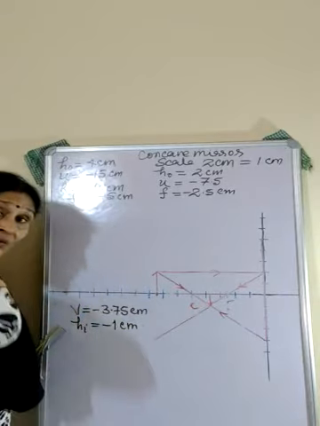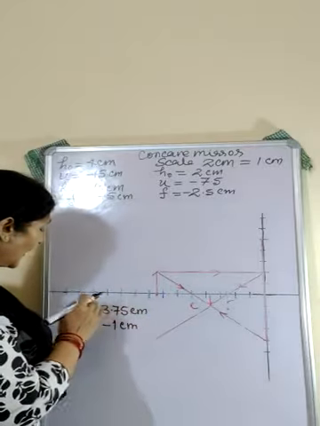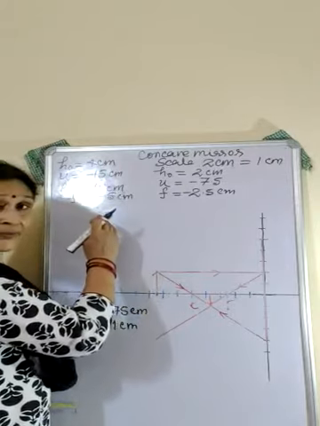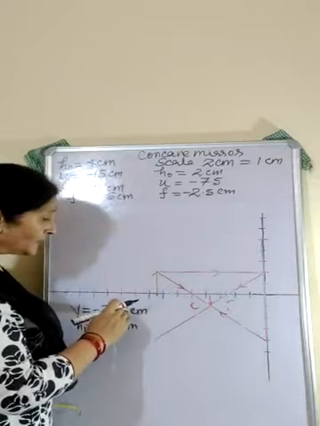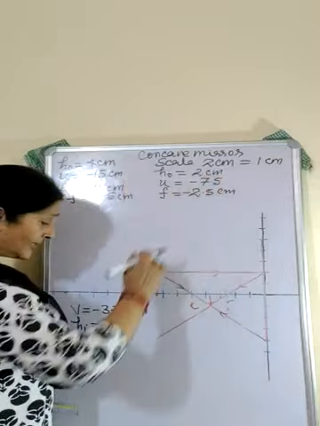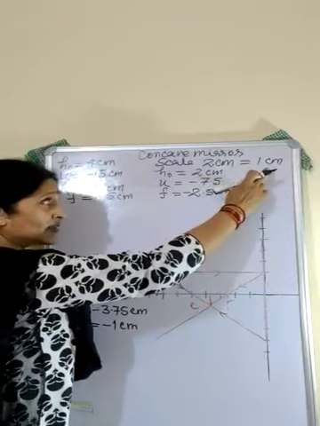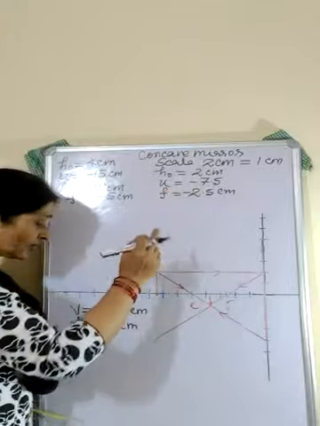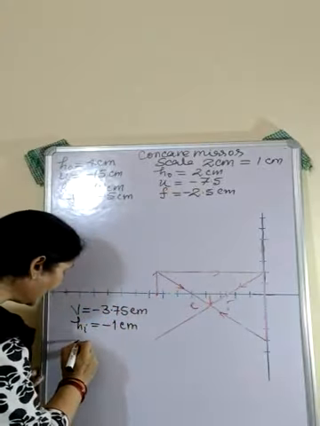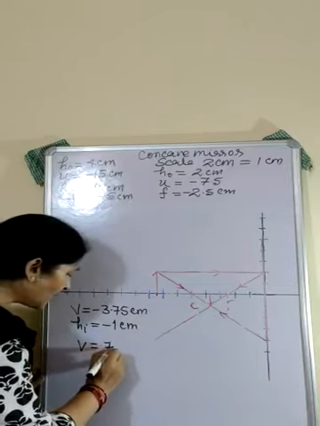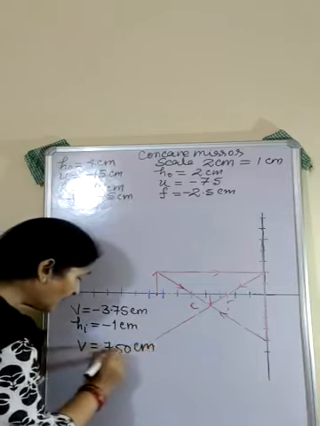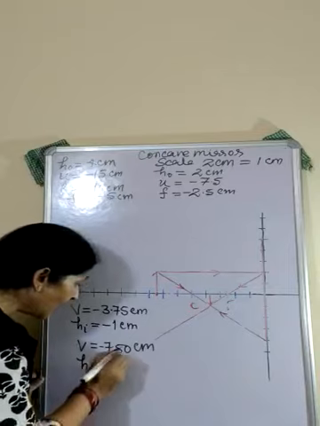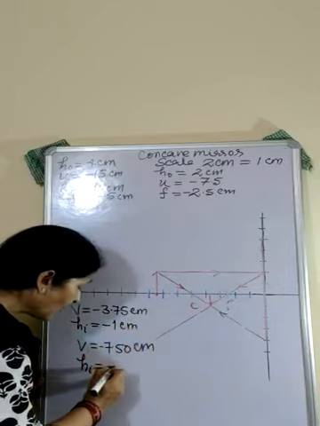Now let us see what is the value of image distance and height actually. For that we have to go back through the scale. Here 2 centimeter is equal to 1 centimeter, and that is why we have to multiply this number by 2. When we multiply it by 2, we get V equal to minus 7.50 centimeter, and the height of the image will be 2 times minus 1, that is minus 2 centimeter.